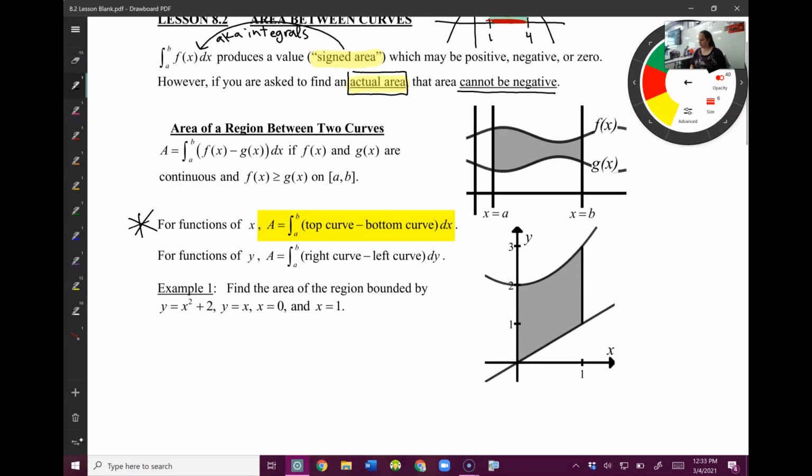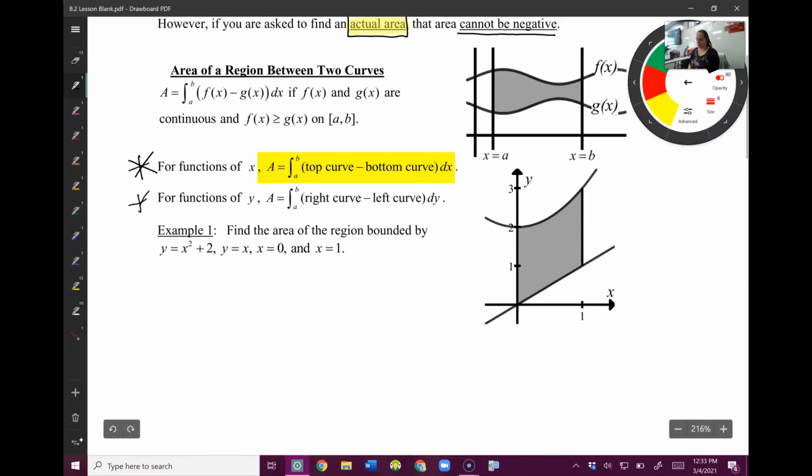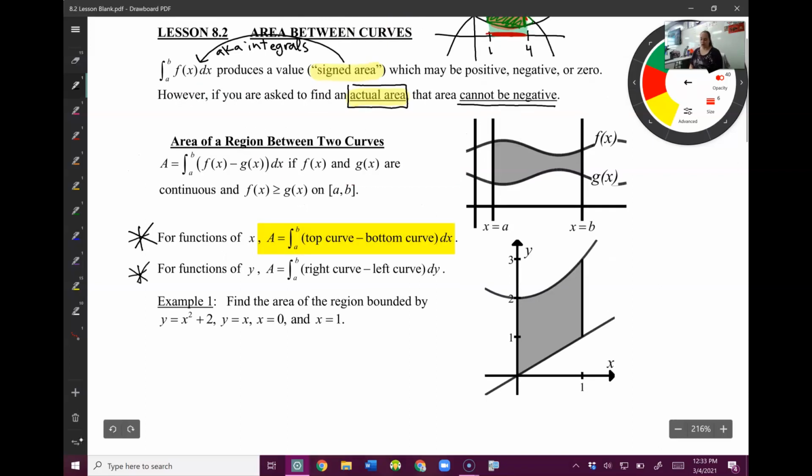However, we're also going to do a new one for functions of y. So if your equation is in terms of y instead of in terms of x. We've been in terms of x pretty much all year long. But now we're saying maybe instead we're in terms of y. If you do something in terms of y, then you would do the right curve minus the left curve. That one is not as common as this top one, but it does happen.